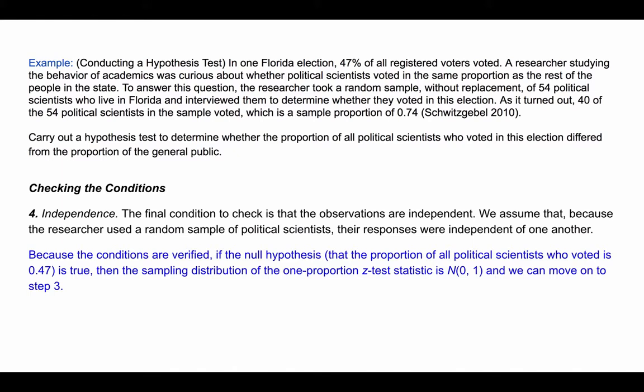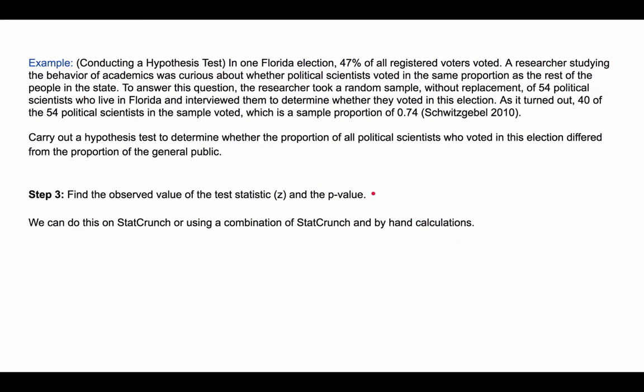Because the conditions are verified, if the null hypothesis, that the proportion of all political scientists who voted is 0.47, is true, then the sampling distribution of the one proportion z-test statistic is normal or approximately normal and modeled by this normal curve. This means we can move on to step 3. So we're done checking the conditions. So what is step 3? Step 3 is we're going to find the observed value of the test statistic, or z, and the p-value.